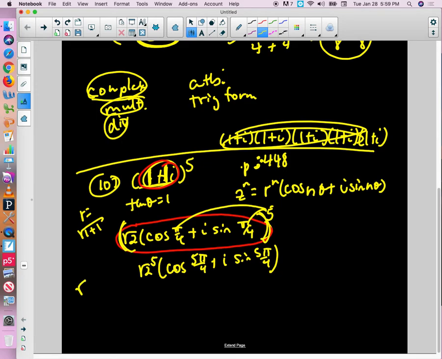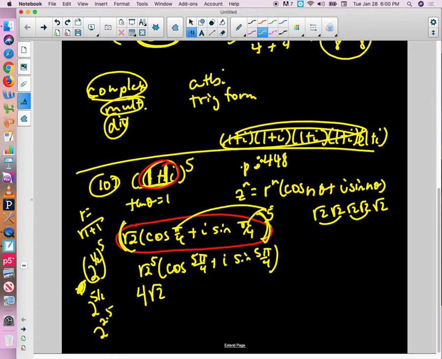Square root of 2 to the 5th power, you can think of it like this, is 2 to the 1/2 power to the 5th, which is 2 to the 5/2, which means you have 2 to the 2 1/2 power. In other words, you have 2 squared, which is 4, and a square root of 2 left over. Or you can think of it as square root of 2 times itself 5 times. This group gives you a 2 and another 2, so you have 4 root 2. And then times cosine of 5 pi over 4 plus i sine of 5 pi over 4.